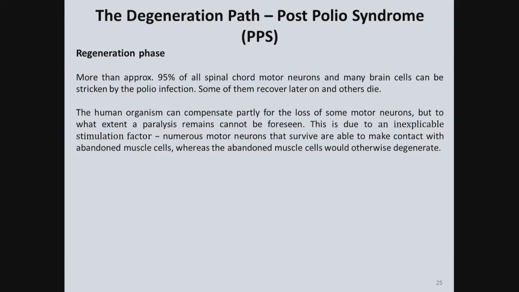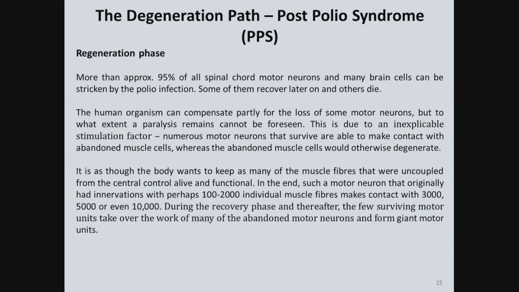Numerous motor neurons that survive are able to make contact with abandoned muscle cells, whereas the abandoned muscle cells would otherwise degenerate. It is as though the body wants to keep as many of the muscle fibers that were uncoupled from the central control alive and functional. In the end, such a motor neuron that originally had innervations with perhaps 100 to 2,000 individual muscle fibers makes contact with 3,000, 5,000 or even 10,000.